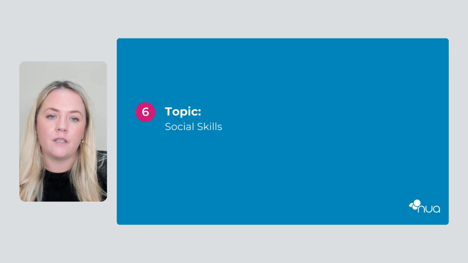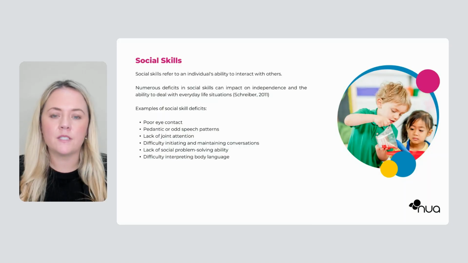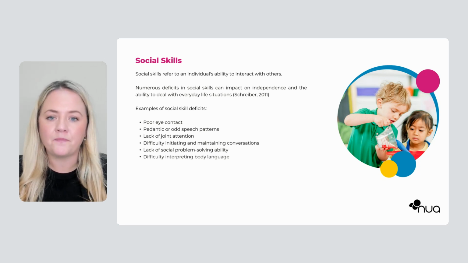So, our sixth topic is social skills. Social skills refer to an individual's ability to interact with others. So, deficits in social skills can impact on independence and the ability to deal with everyday life situations. So, the ability to deal with, for example, stressful situations, to deal with conflict, in situations where the person may need support or need help. So, all of these things can impact the individual in different ways.